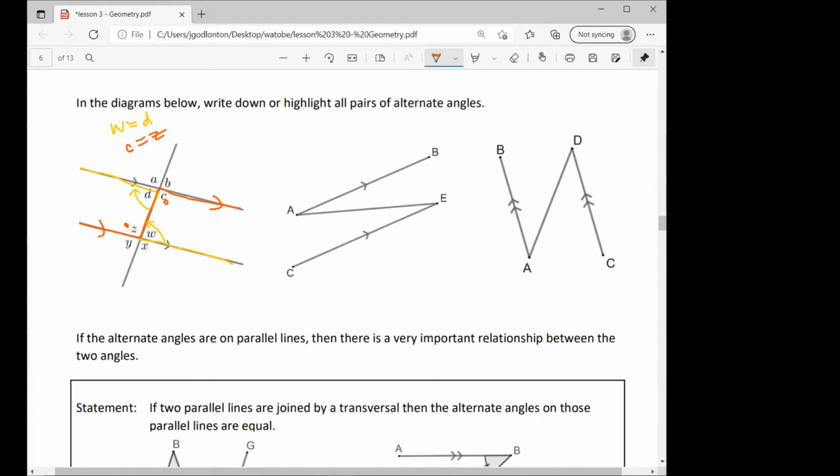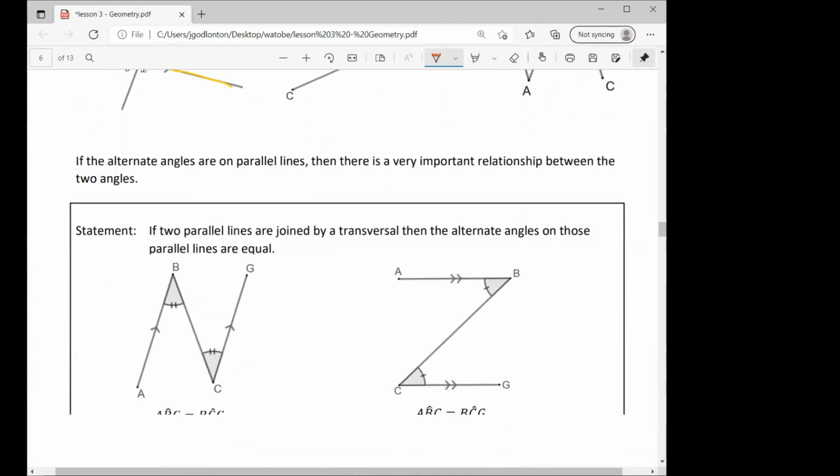Okay. In this picture here, angle A and angle E are going to be equal to each other because they are the insides of my Zs. And in our last one, angle A and angle D would be equal to each other. So when we think of alternate angles, we think of an N or we think of a Z, and we look for those inside angles to help us.